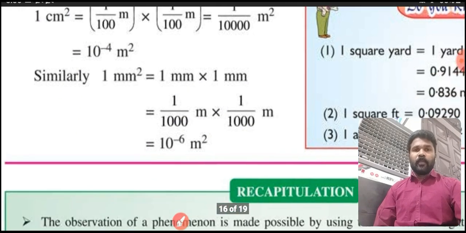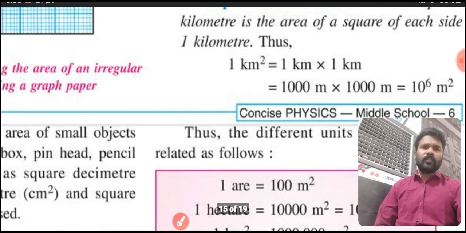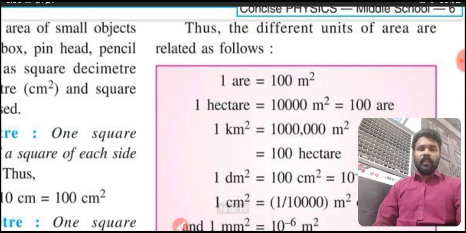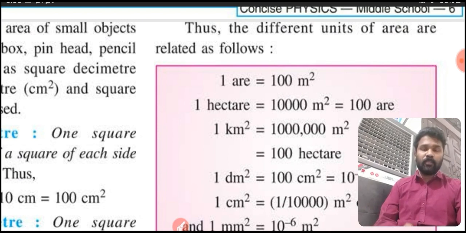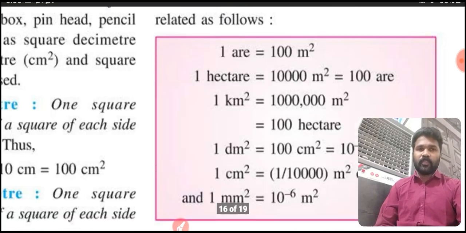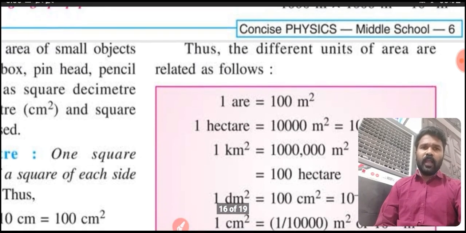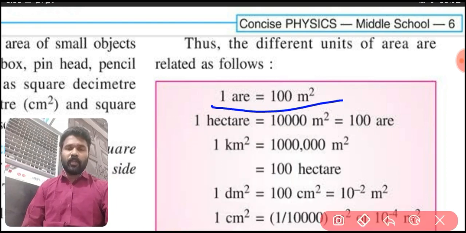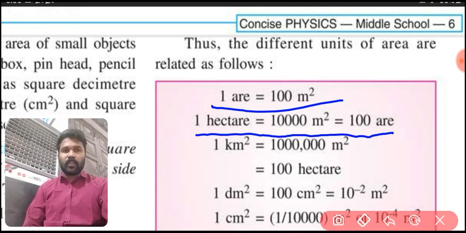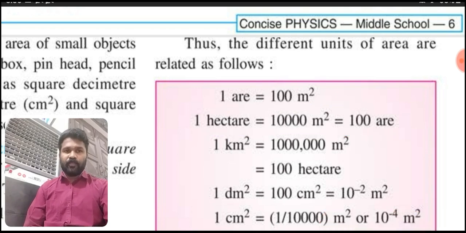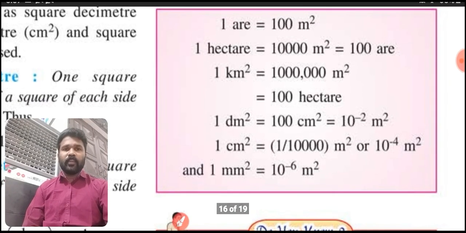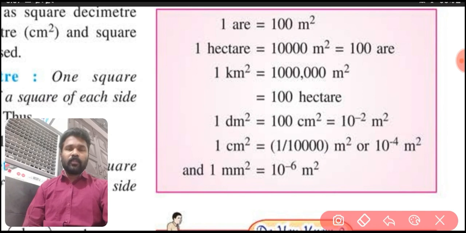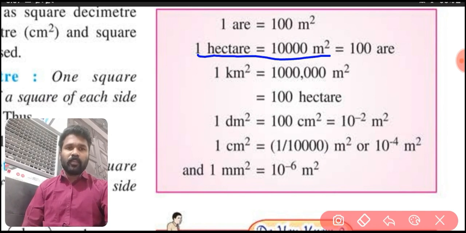Okay, now we are going to discuss another point. The different units of area are related as follows. What are the relationships between different units of area? We are going to discuss here. 1 acre is equal to 100 meter square. 1 hectare is equal to 10,000 meter square, that is equal to 100 acre.